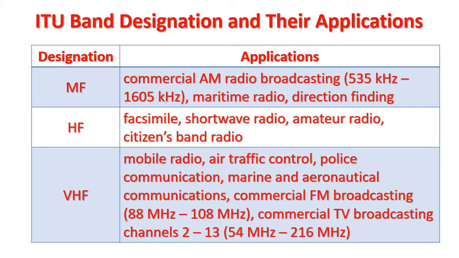For high frequency, we have facsimile, shortwave radio, amateur radio, and citizens band radio. For very high frequency, we have mobile radio, air traffic control, police communication, marine and aeronautical communications, commercial FM broadcasting. FM broadcasting ranges from 88 MHz up until 108 MHz. And then commercial TV broadcasting, channels 2 to 13. Channels 2 to 13 range from 54 MHz until 216 MHz.